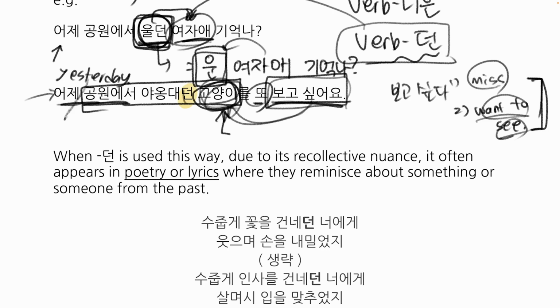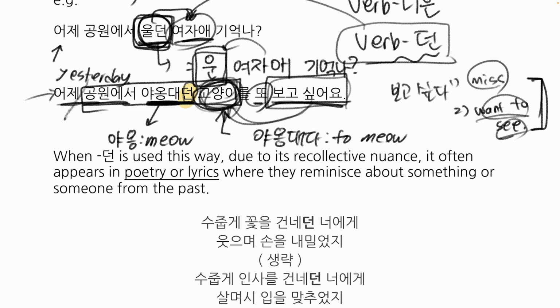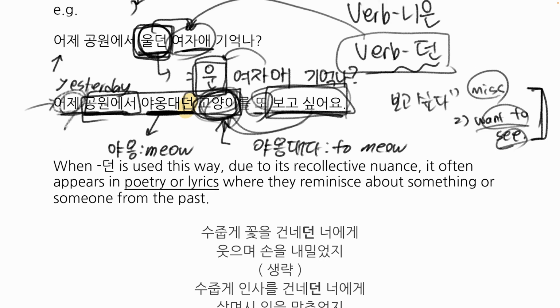You can use 던 with the action that 고양이 did, which is 야옹대다. 야옹 means meow, and 야옹대다 is a verb that means to meow, to make meow sound. So 고양이 that was meowing in the park yesterday, I want to see it again. So this doesn't necessarily have to do with the 고양이 was meowing but left it unfinished, but it's more you're recollecting the action that 고양이 did.